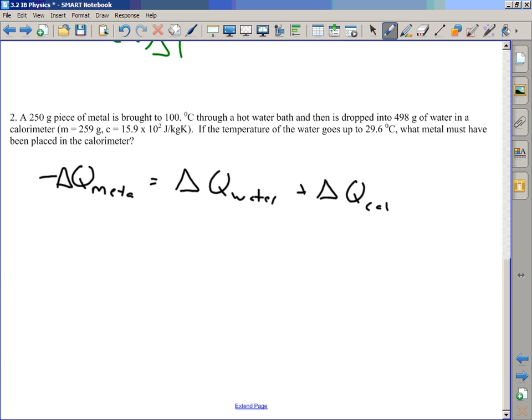Thank you. The final temperatures of all these objects are going to be the same. Everybody got that? And the initial temperature of the water and the calorimeter is going to be the same. Assume room temperature, 22 degrees, for the initial temperature of the water and calorimeter. All right? Go for it.